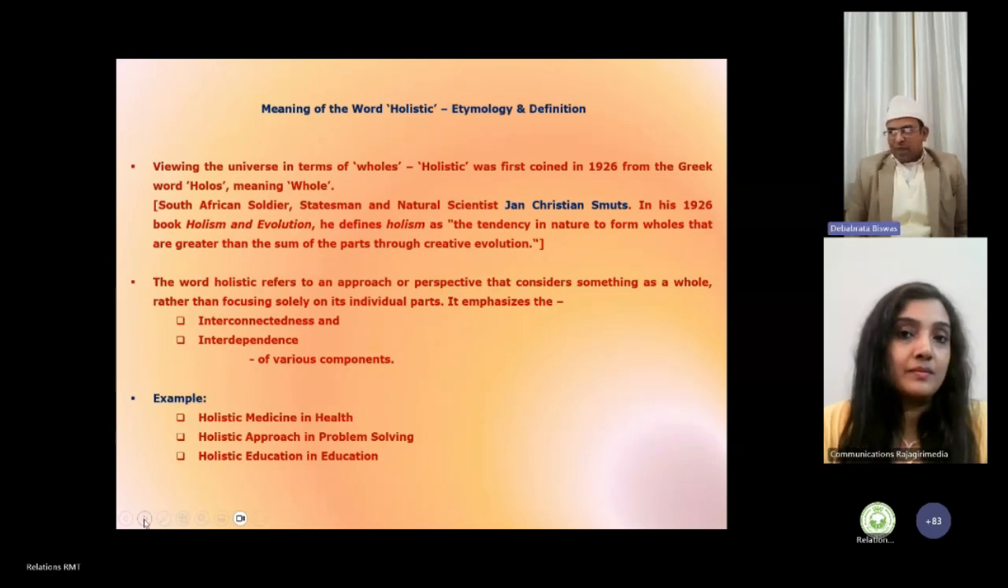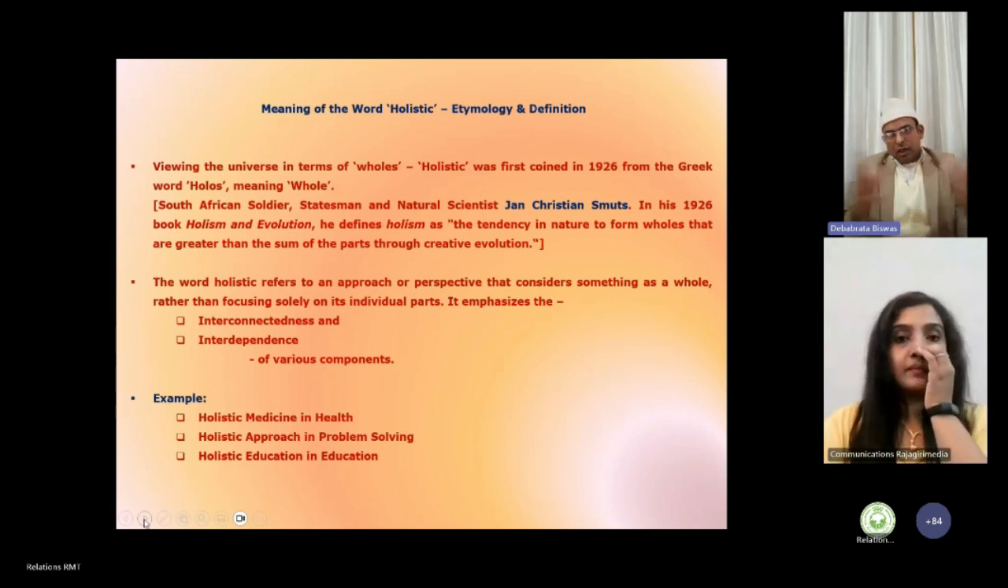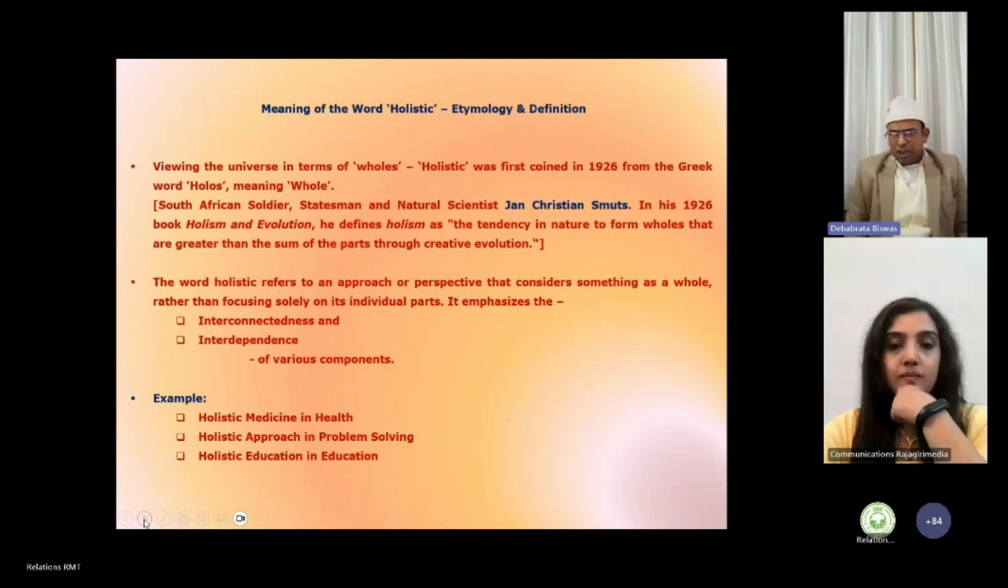Yeah, so we can see here, I will not read it out exactly. You can go through it according to your personal speed. So we can see that this word has come from a Greek word holos, which means whole, complete, integrated, wholesome. So it means full. In Indian word, we can say samagrik, sampurna. So this word holistic, it means an approach or perspective. You can say technique, you can say approach, you can say methodology, which considers something as a whole, rather than focusing solely on its some constituent parts.